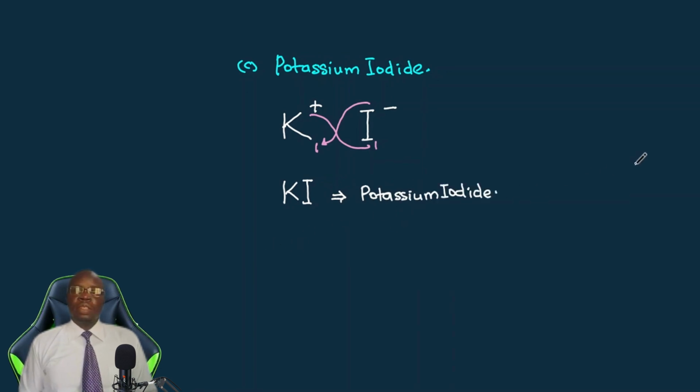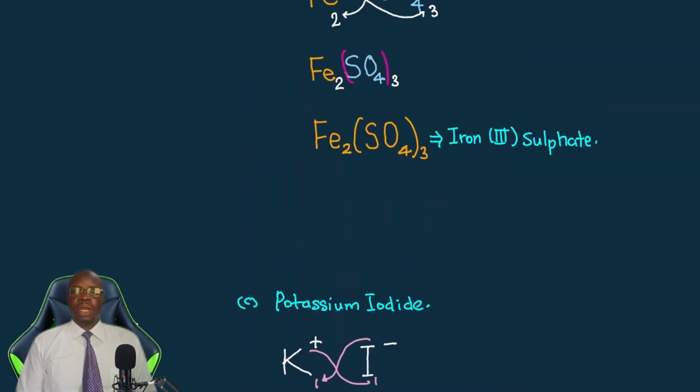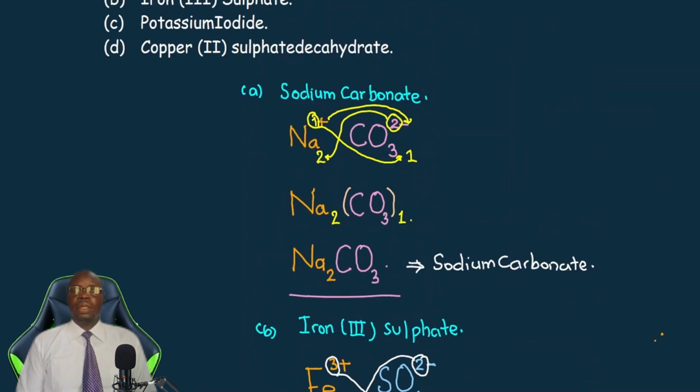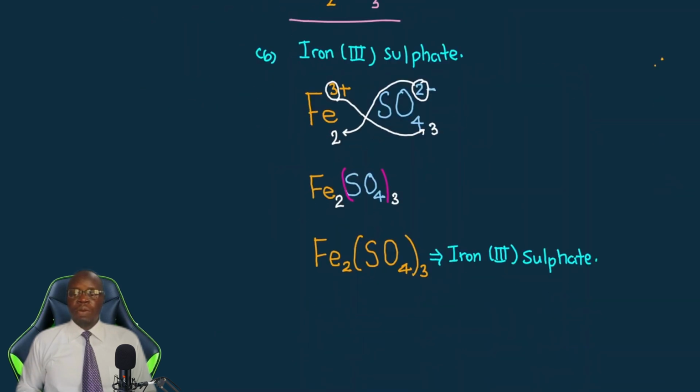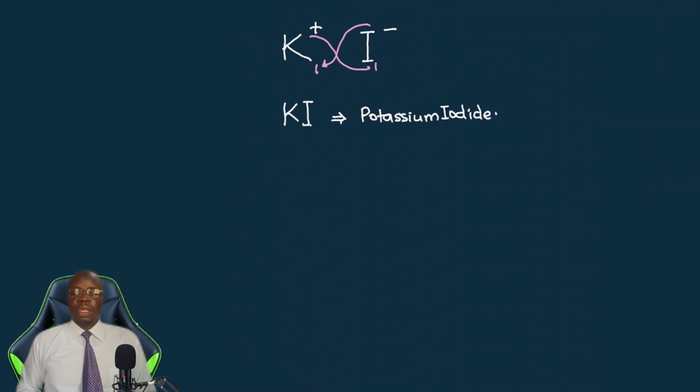Now let us move on to the last part of this question. Let's scroll up to see how it looks, and that is copper(II) sulfate decahydrate. Let's copy it down here and see how we can derive the formula of part D, that says copper(II) sulfate decahydrate.